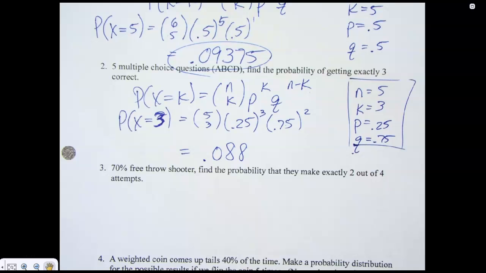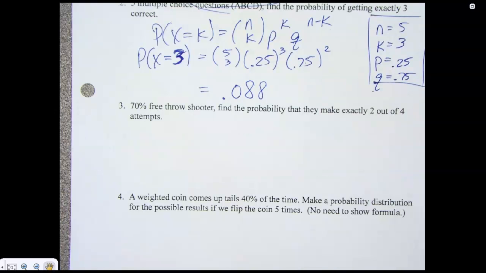Questions there? I got something different. I don't know where you got this number from. Good. How many got 0.088? Okay, try number 3. I'm not going to help you. You just do 3.